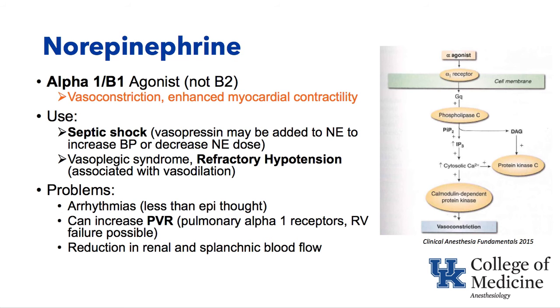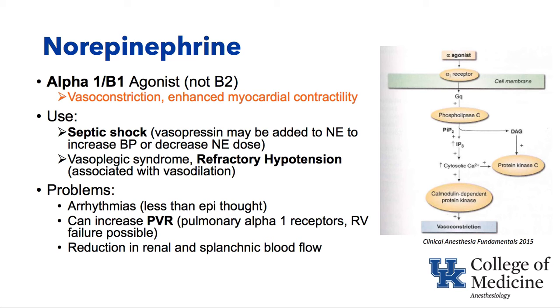Norepinephrine, unlike epinephrine, is intensely alpha-1 without beta-2. So epinephrine has beta-1, beta-2, and alpha-1, but norepinephrine will not have that beta-2 or vasodilating effect. So it's an intense vasoconstrictor via the alpha-1 and will enhance myocardial contractility via the beta-1. Norepinephrine is frequently used in patients who are massively vasodilated and hypotensive.